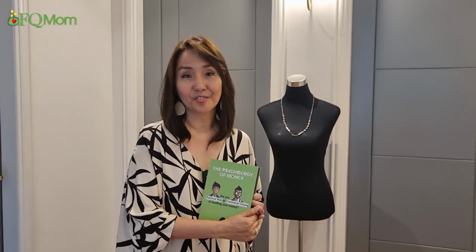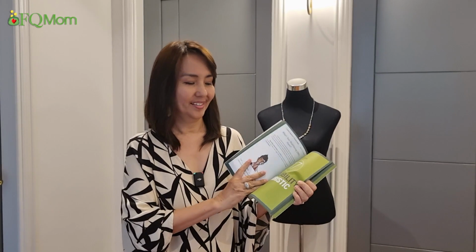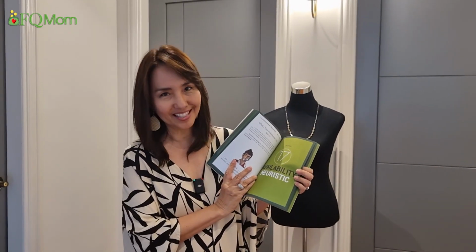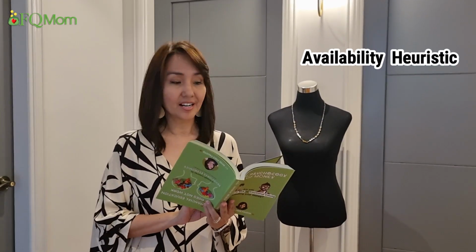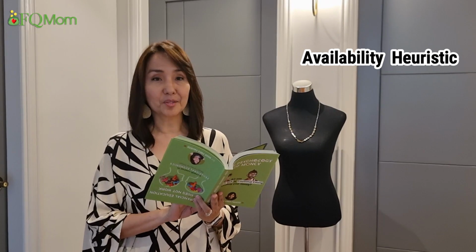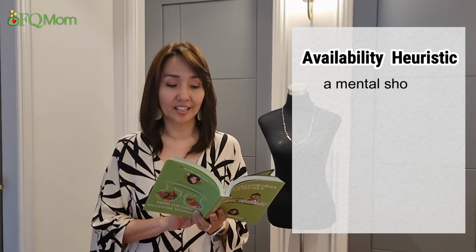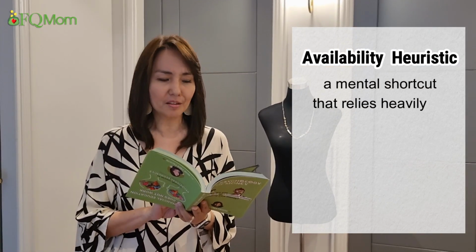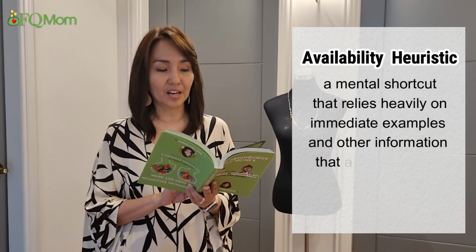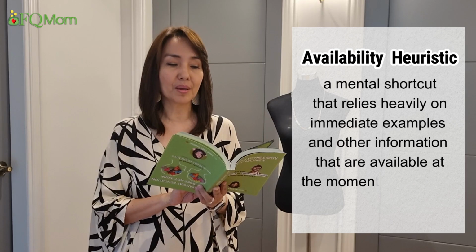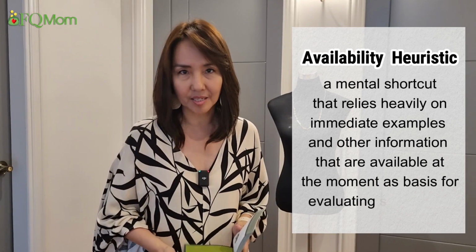We are going to talk about one of the behavioral biases of FQ Book 2. It's called availability heuristic. So, ano ba yung availability heuristic? On page 204, it defines this bias as a mental shortcut that relies heavily on immediate examples and other information that are available at the moment as basis for evaluating something.